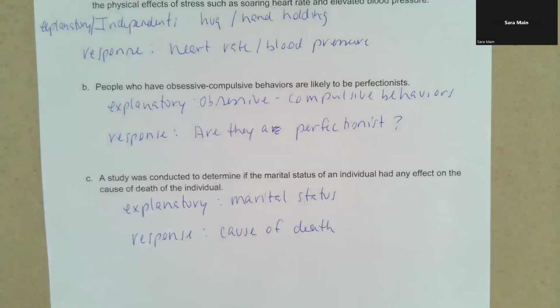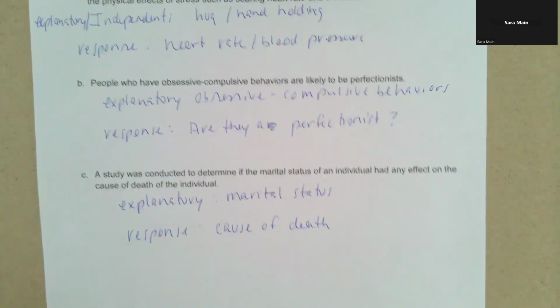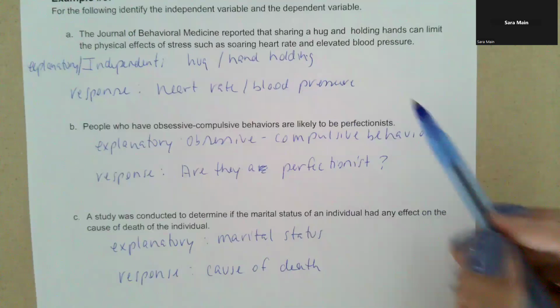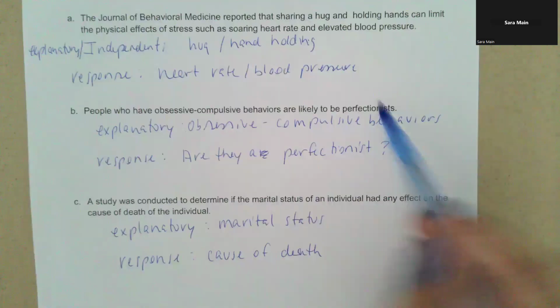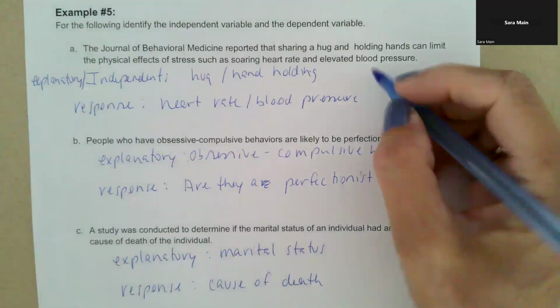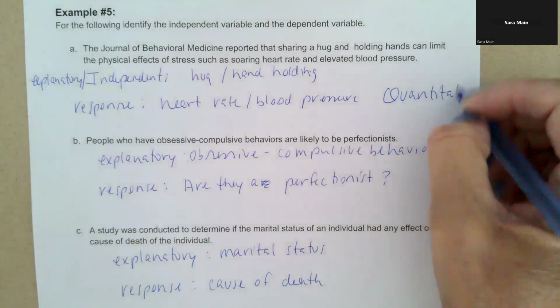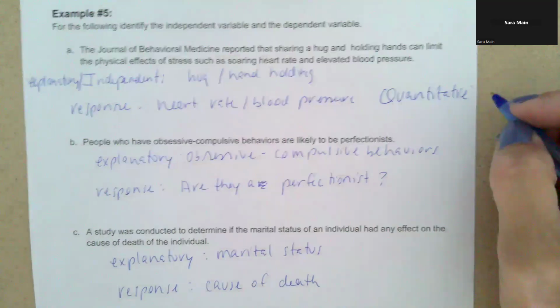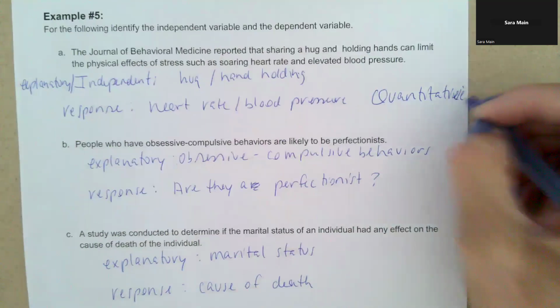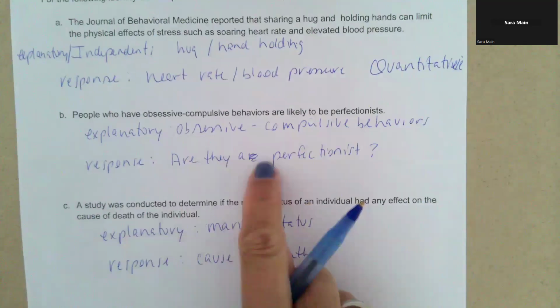Okay. So we're also going to be thinking about how are we going to measure these? Are they quantitative or qualitative? So the response variable up here in A is a quantitative measure. It's something that can be measured, your heart rate or your blood pressure. In B, the response variable is, are they perfectionists?